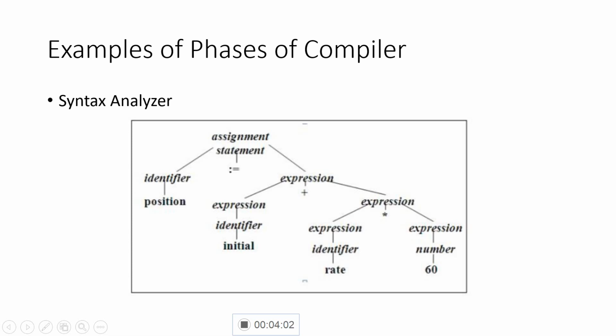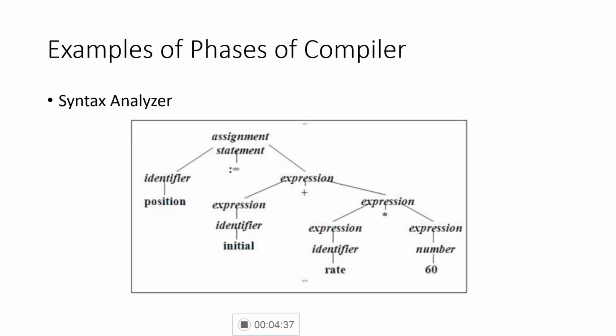Now the parse tree is constructed for position := initial + rate * 60. Here position is an identifier, colon equal to is an assignment statement, and initial is an identifier. Altogether, initial + rate * 60 is an expression. Under that expression, initial is an identifier, plus is the operator, and rate * 60 is another expression. Rate is an identifier, star is another operator and 60 is a constant value. So now the syntax analyzer has converted the given tokens into the form of a syntax tree for the given example.